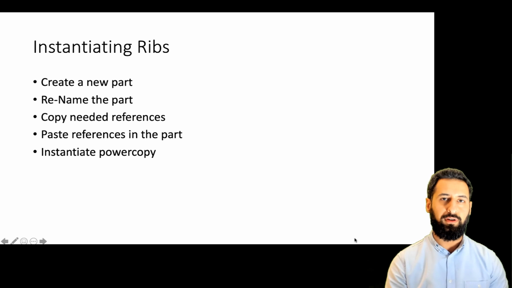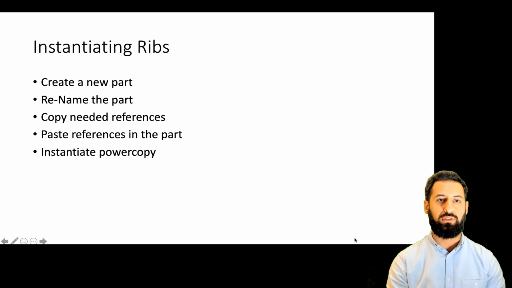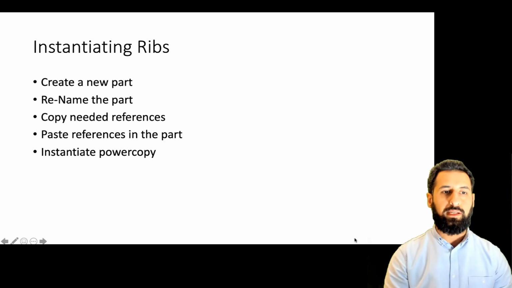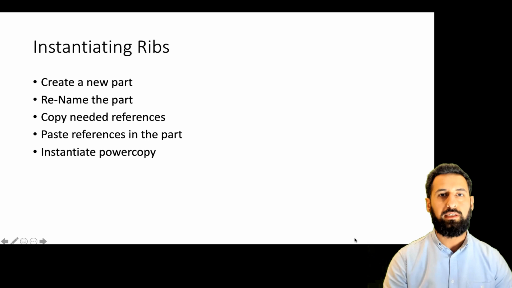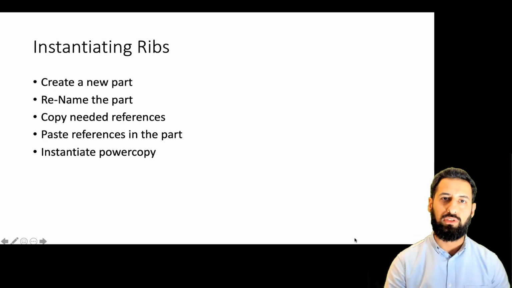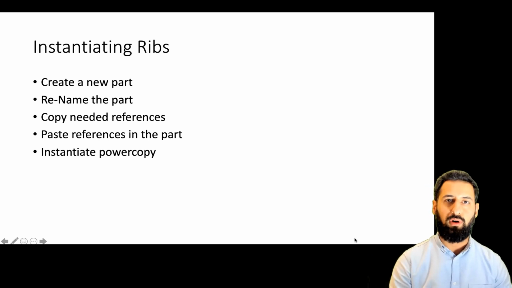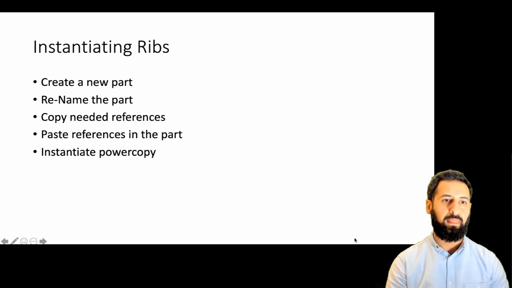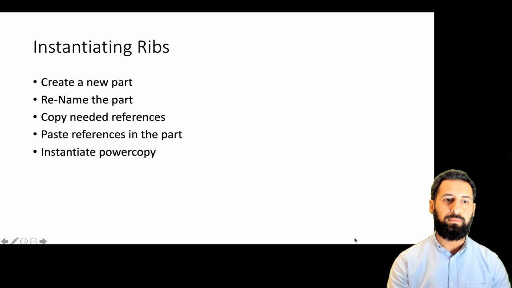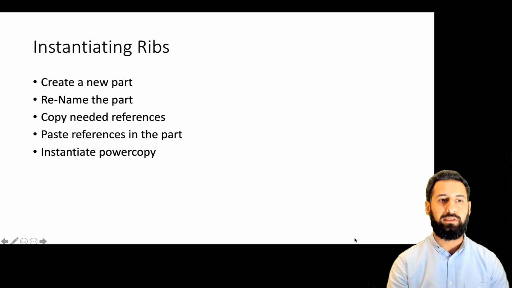After pasting the references, we need to instantiate our power copy. So these are the steps needed in order to instantiate ribs. What is not mentioned here is that usually we want to instantiate more than just one rib. So these points are actually within a loop. We have a loop where we create a new part, and then when we rename the part, it takes the number of the loop within renaming and so on.